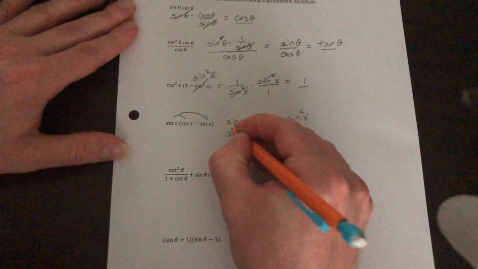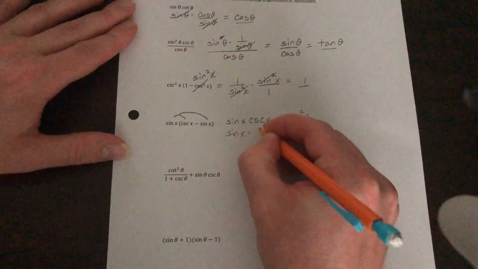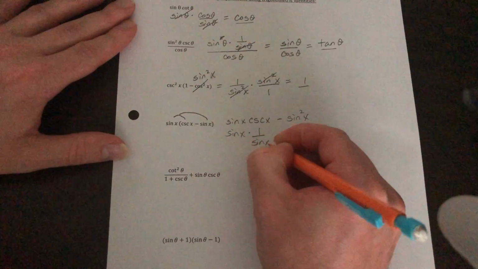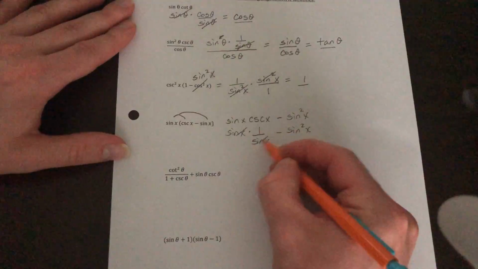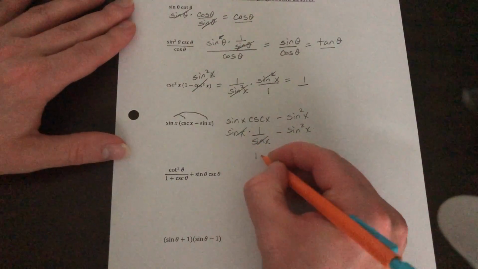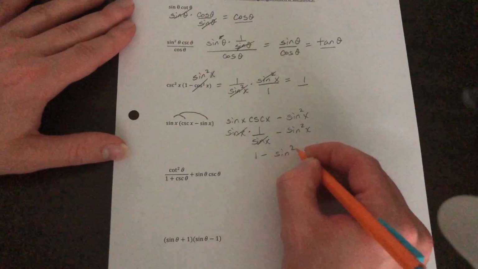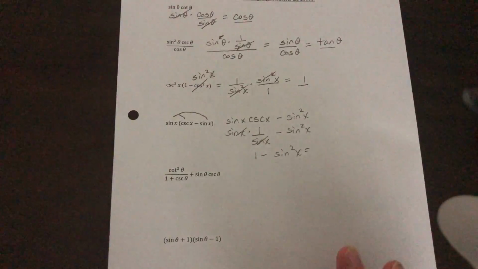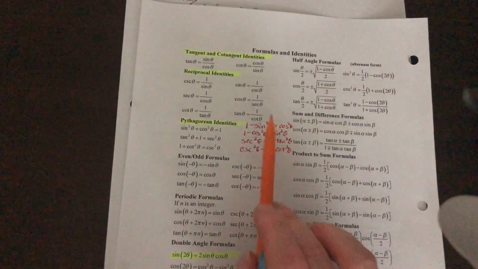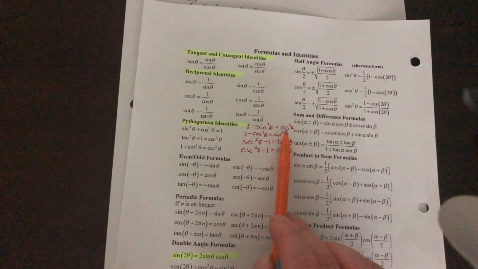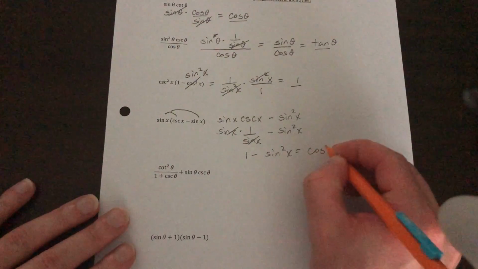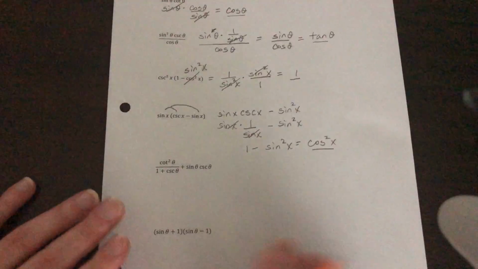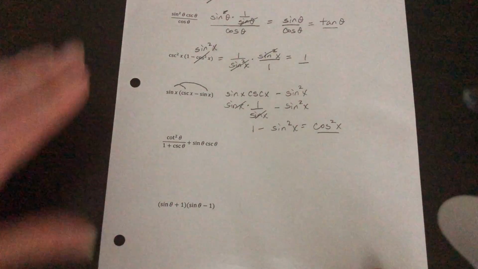Now, the next thing is to get everything down to sines and cosines. Cosecant can be written as 1 over sine of x. The sines will end up canceling, so I'm left with a 1. So 1 minus sine squared, go to my identity sheet, 1 minus sine squared is cosine squared. And that's what my answer is.